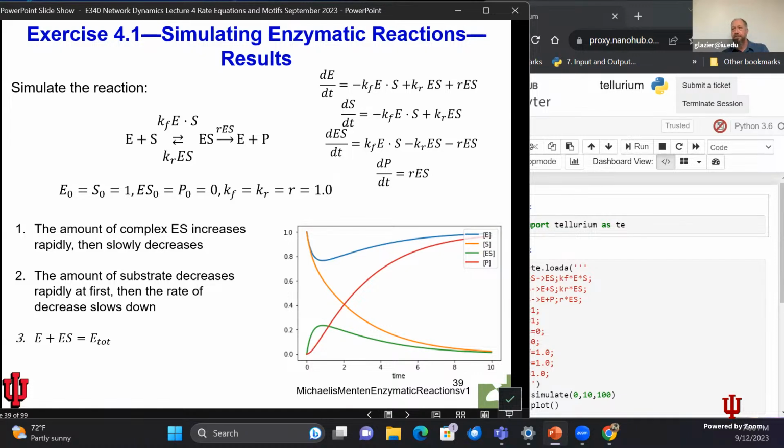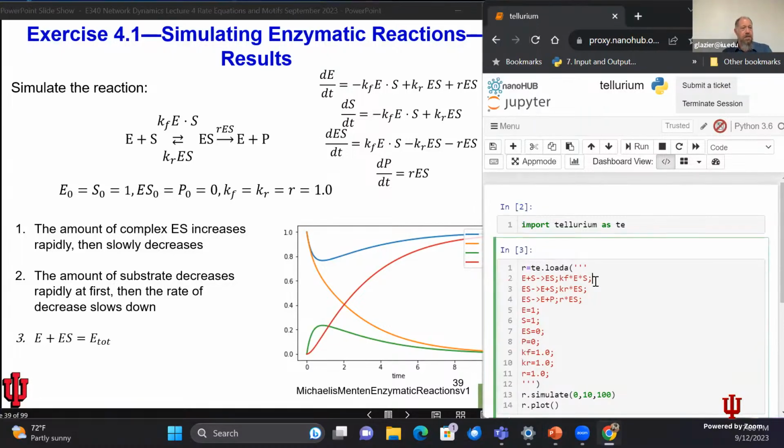Yeah, William. Well, you said that notice how E plus ES is constant. I mean, you can see that, but you can't be 100% sure, just looking at the graph, that it's constant. Right? That's true. Absolutely. So William says, how do we show that it's actually constant? So there's actually a way Antimony lets us do that.